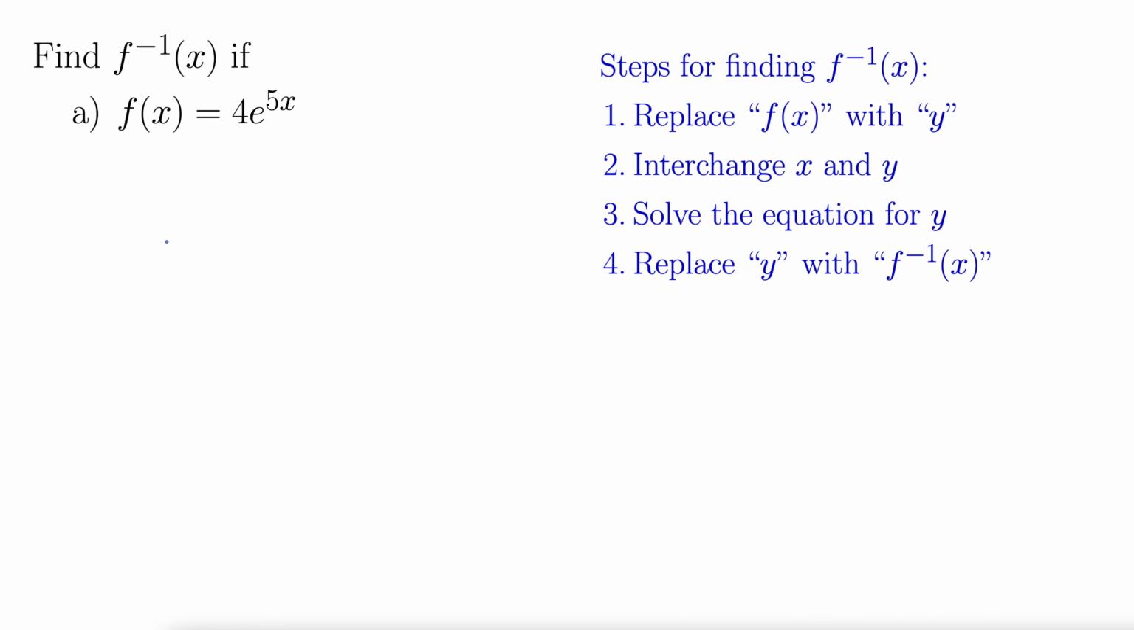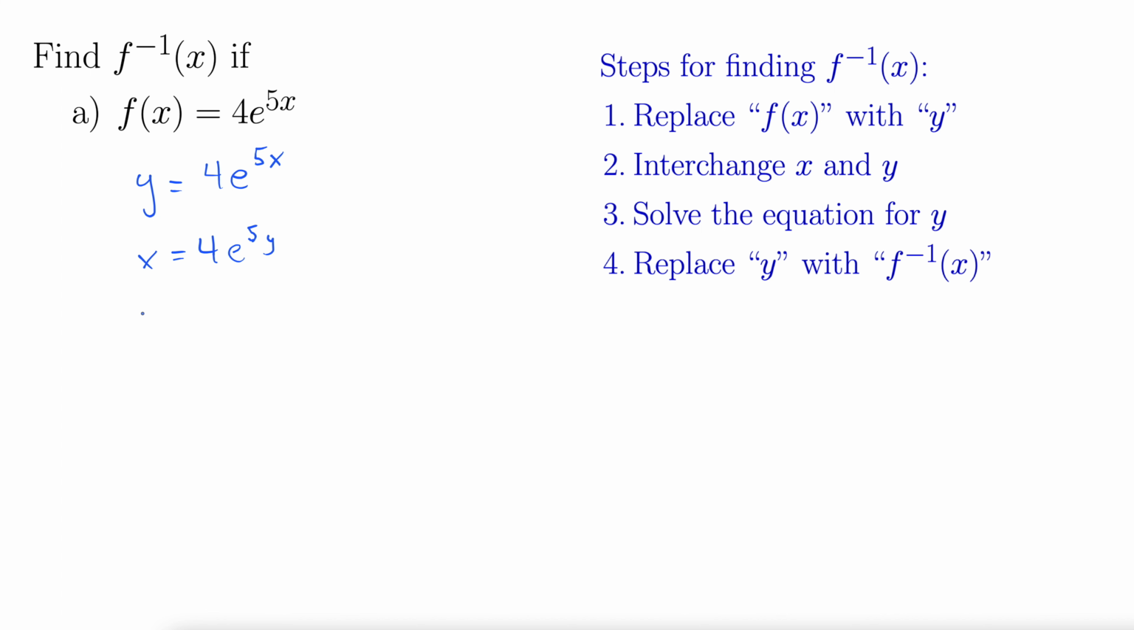It can be kind of challenging algebraically sometimes when you have to solve it, but let's see what we have here. So we replace f of x with y. So we have y equals 4 e to the 5x. Step 2, interchange x and y. So x equals 4 e to the 5y. Step 3, solve the equation for y. This is usually the most challenging step, clearly.